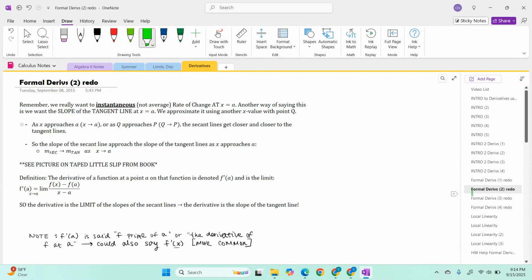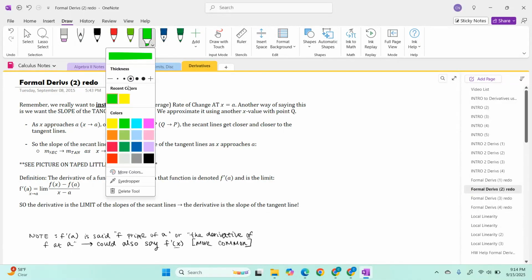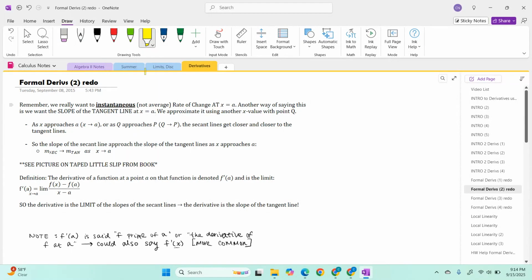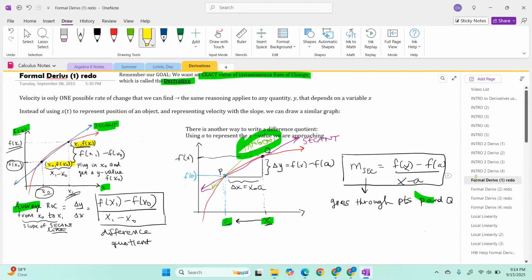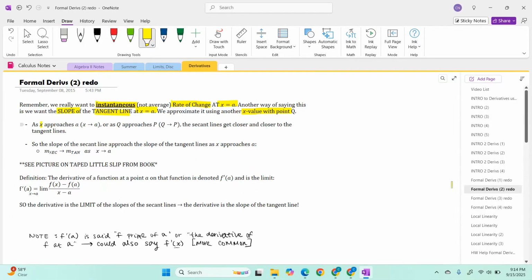All right, can you jot this down here? These are just some comments for you to refer back to. These are important notes. So what, again, we really want is the instantaneous rate of change at x equals a. That is the same thing as asking for the slope of the tangent line at x equals a. We need to approximate it using another x value with point Q. Remember, point Q was right here. Point P is wherever a was, where I really want the tangent line. So as your x value approaches a, or as Q approaches P, the secant line gets closer and closer to the tangent line. That means the slope of the secant line approaches the slope of the tangent line whenever x goes to a.